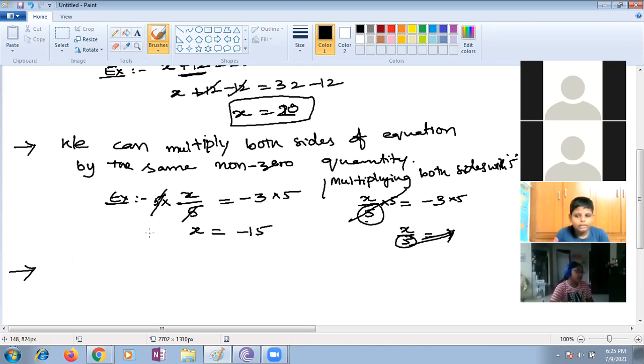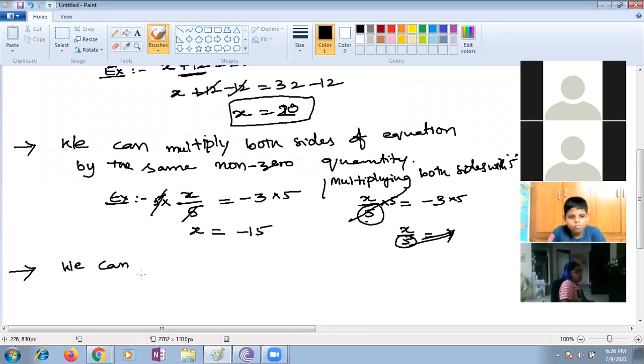We are adding, subtracting, multiplying, and we can divide both sides of the equation by the same non-zero number. If you multiply any number with 0, what happens? 0 only. That's why it is written as non-zero number. The same way in division too: any number divided by 0 is not defined.